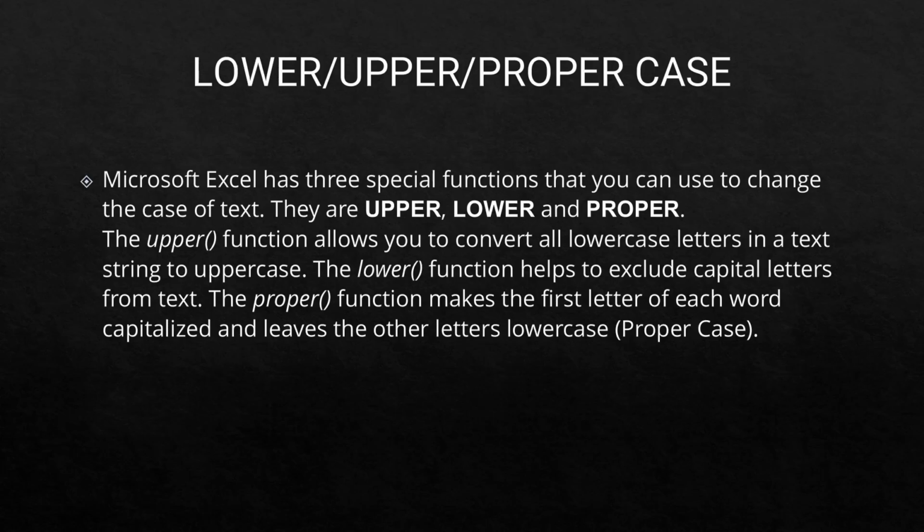Now let's see the next function. Microsoft Excel has three special functions that we can use to change the case of the text. They are upper, lower, and proper. The upper function allows you to convert all lowercase letters in a text string to uppercase, and the lower function helps to exclude capital letters from the text, and the proper function makes the first letter of each word capitalized and leaves the other letters as lowercase. Now let's see how it works in Excel.